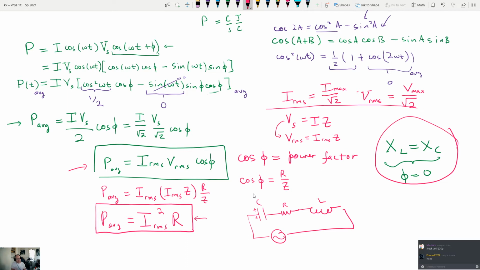There's no way for that energy to be dissipated from the system. So it stores energy and then it delivers energy. So sometimes the power going to the capacitor is positive, sometimes it's negative. And the same thing can be true for the inductor.